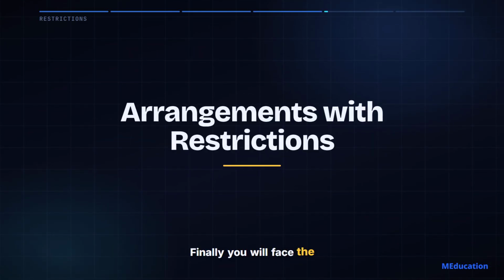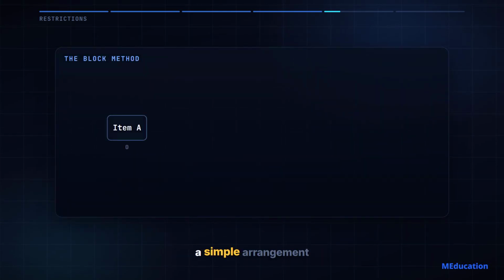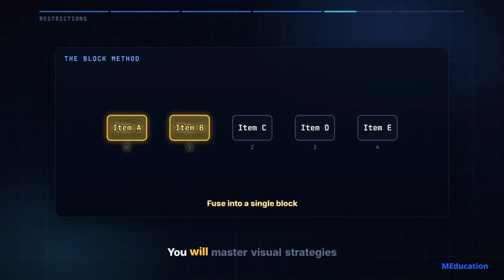Finally, you will face the A-star discriminator of this unit: arrangements with restrictions. Examiners will rarely ask for a simple arrangement. Instead, they will insist that certain items must be kept together or that specific items must be separated. You will master visual strategies for this.